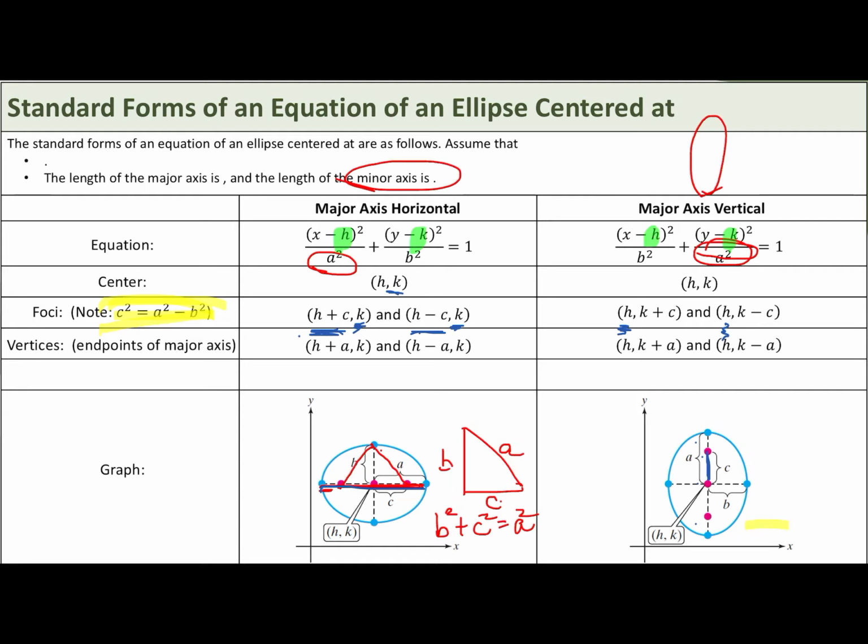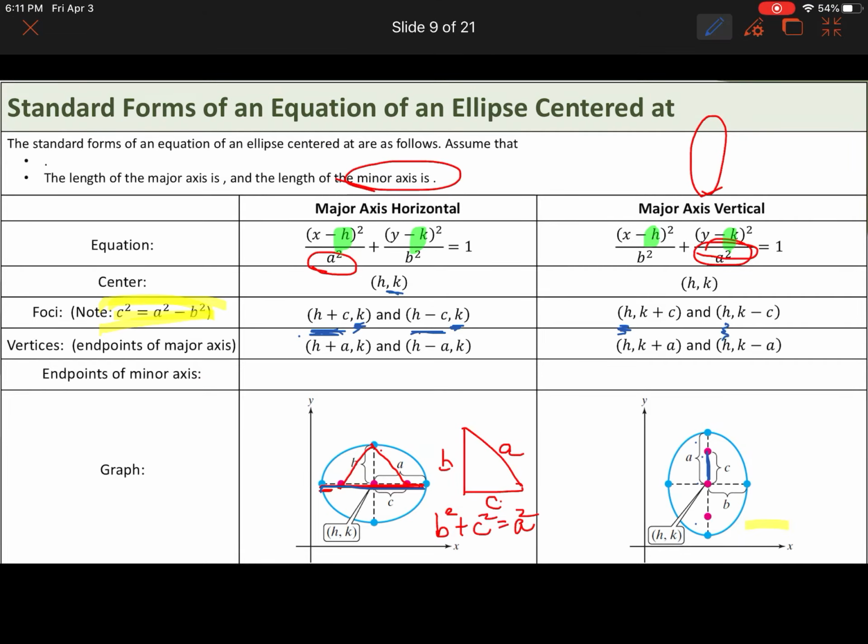when it's horizontal. So remember that the distance from the center to the vertex is A, so the y value will be the same on this whole horizontal line, right? This y value will be the same, but we're going to take the x value and add A and subtract A, and that's how we get the x and the y. The y is just the same as the k, but on the vertical one, it's the x that stays the same, and then it's the k that we add A to and subtract A from.